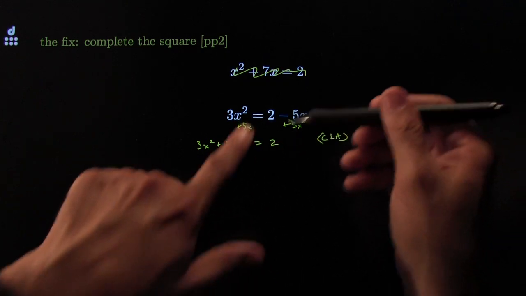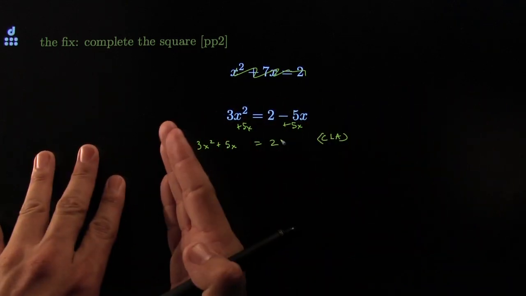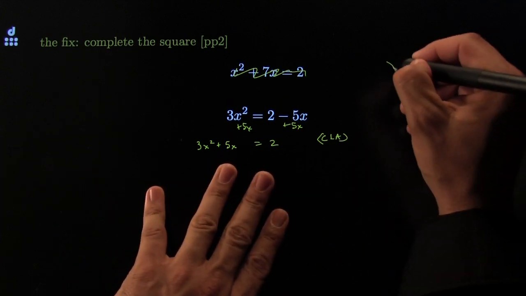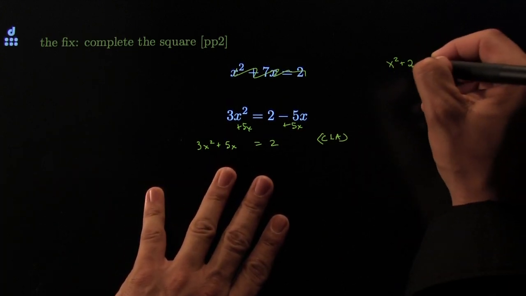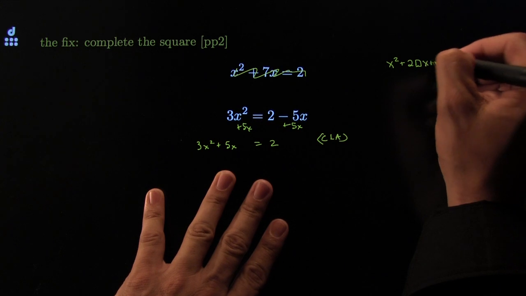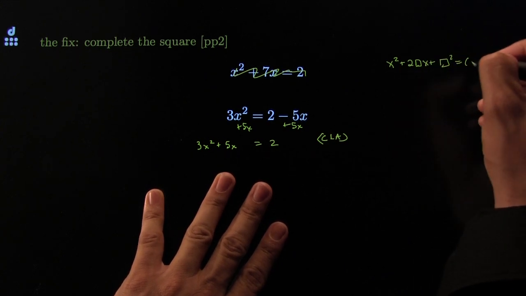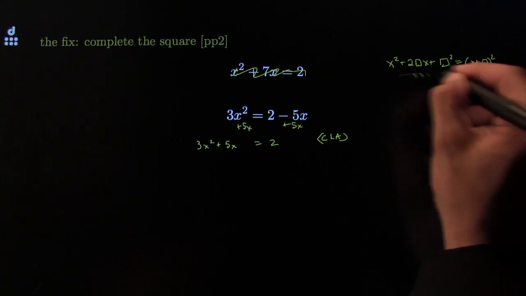The cancellation law of addition says I can do that. What I'm doing here is getting all my x's on that side. Now keep in mind, I want to complete x squared plus 2 times something times x plus something squared, which is equal to x plus that something, squared. That's what I want. You've got to keep your eye on the ball.